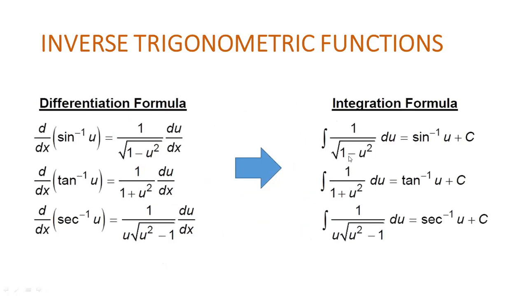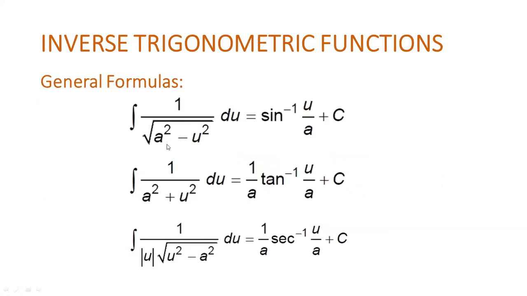This one will only have a 1 being added to or subtracted from the u squared, whereas this one could be any number for that matter. It doesn't have to be a perfect square, if I may say. It could be any real number, as long as it is positive. It can't be negative, because we can't take the square root of a negative.